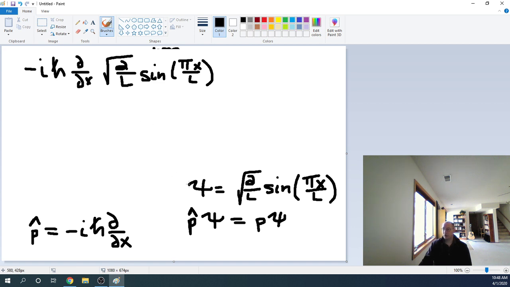Okay, so this is the left-hand side of this little eigenvalue problem. Let's do that. Negative i times h bar. All right, take the derivative. What do we get? Well, I get the square root of 2 over L, no problem, we just bring that out. Now, take the derivative of this with respect to x. You get pi over L times, now what happens? When I take the derivative of sine, what do I get? I get cosine, don't I? So that pi over L comes from the chain rule. Cosine, there we go.